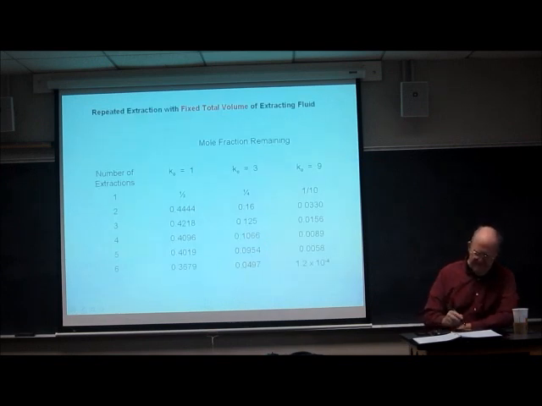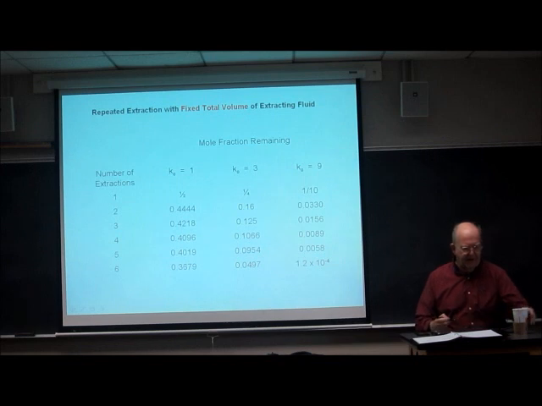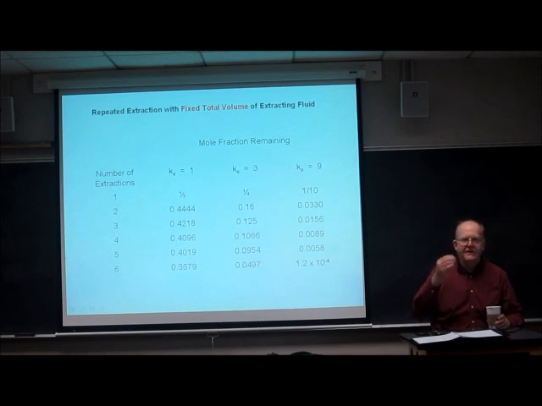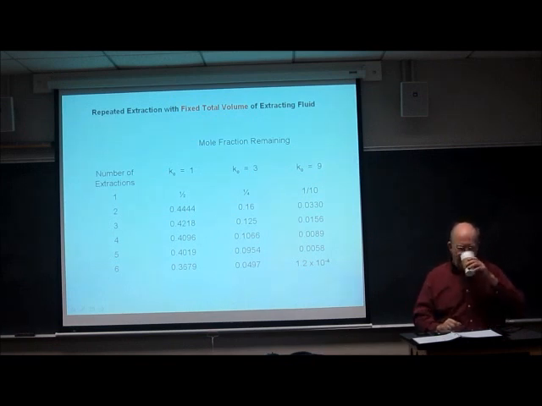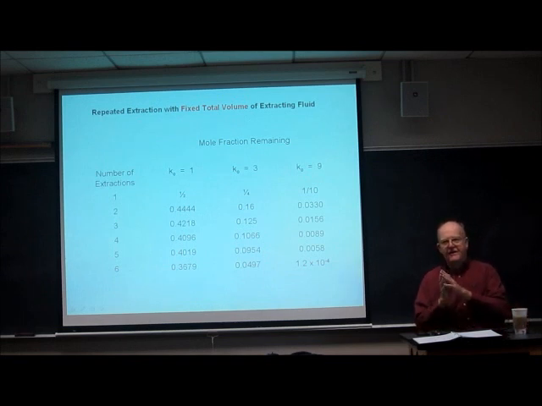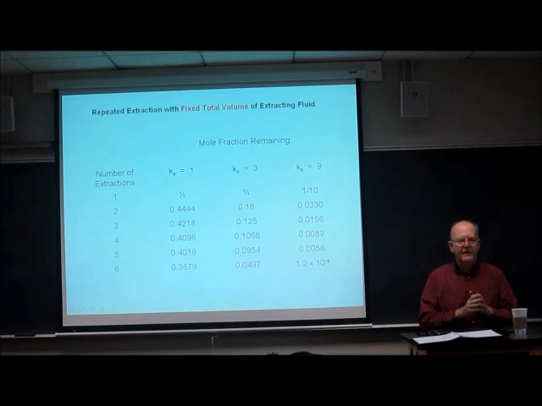So now, this is the fraction remaining. The fraction remaining is larger because each individual extraction removes less than if I use the total volume in one shot to do the extraction. So the results of the separation depend very much on the details of the separation, right?